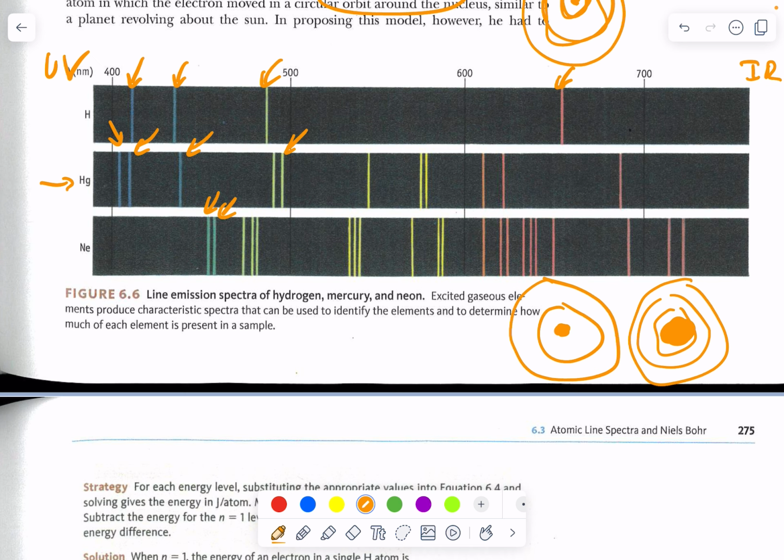Plus, mercury has a lot more electrons than hydrogen does, and so you're going to get a lot more different combinations. So the point we're trying to make is that these energy levels are in different places for different elements because of the fact that they have different amounts of positive charge in the nucleus.